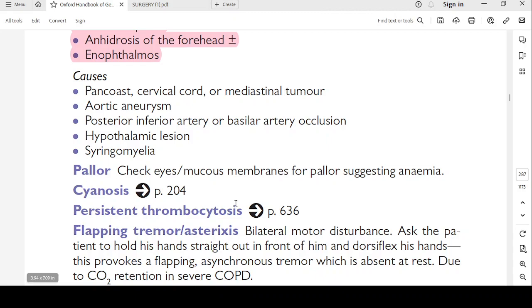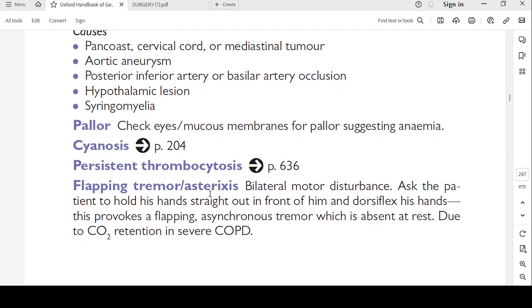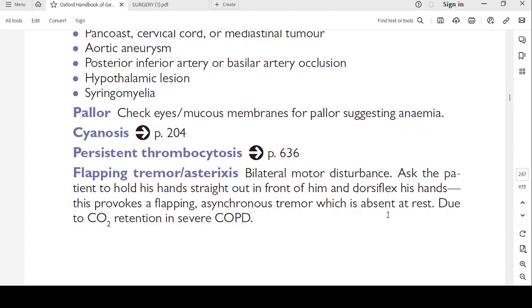Cyanosis. Persistent thrombocytosis. Flapping tremors or asterixis. Bilateral motor disturbance. Ask the patient to hold his hands straight out in front of him and dorsiflex his hands. This provokes a flapping asynchronous tremor which is absent at rest, due to carbon dioxide retention in severe COPD.